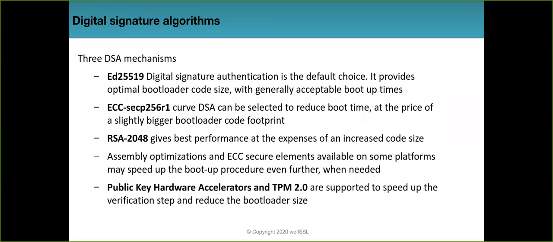So for digital signature algorithms, there are three mechanisms supported: ED25519, ECC with the 256R1 curve, and RSA 2048, and some assembly optimization. I mean, when you start doing assembly optimization and adding the single precision, it bloats the code. So that's when you need to make a trade-off between your performance and your footprint.